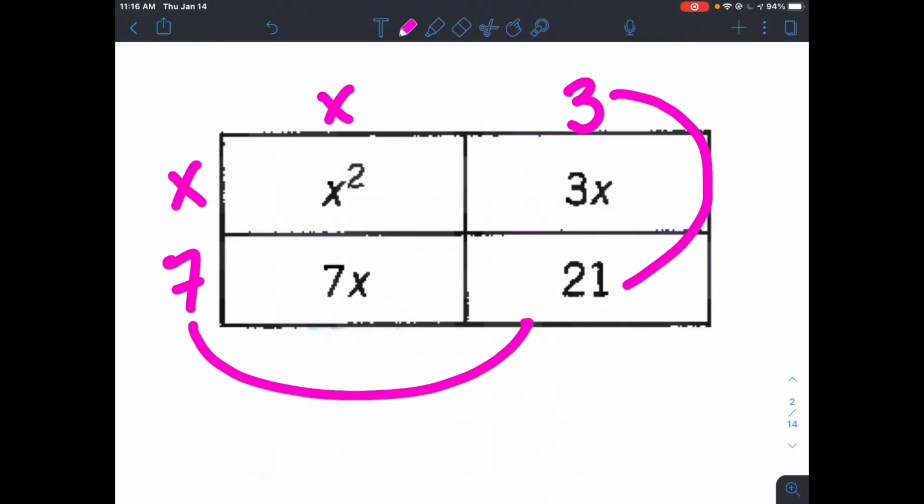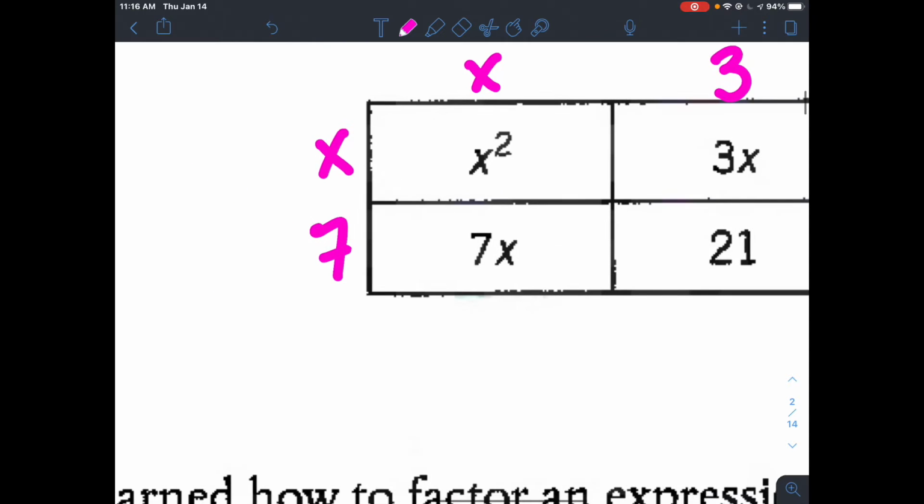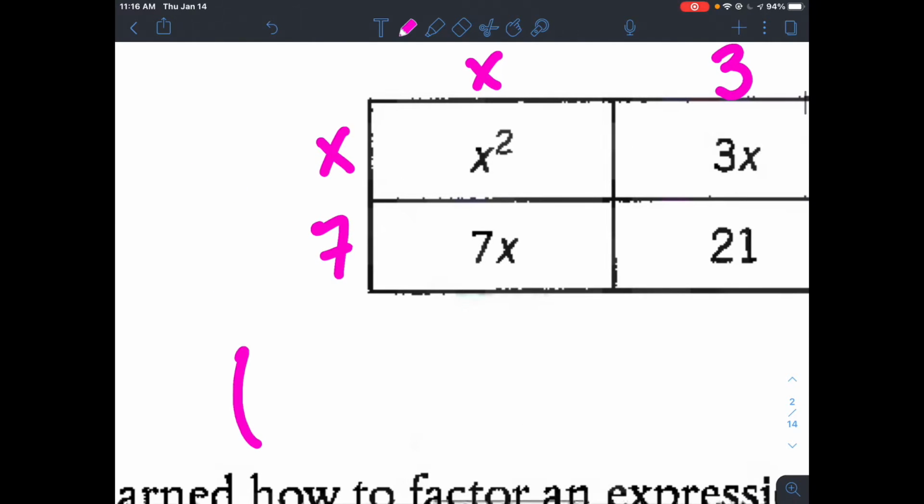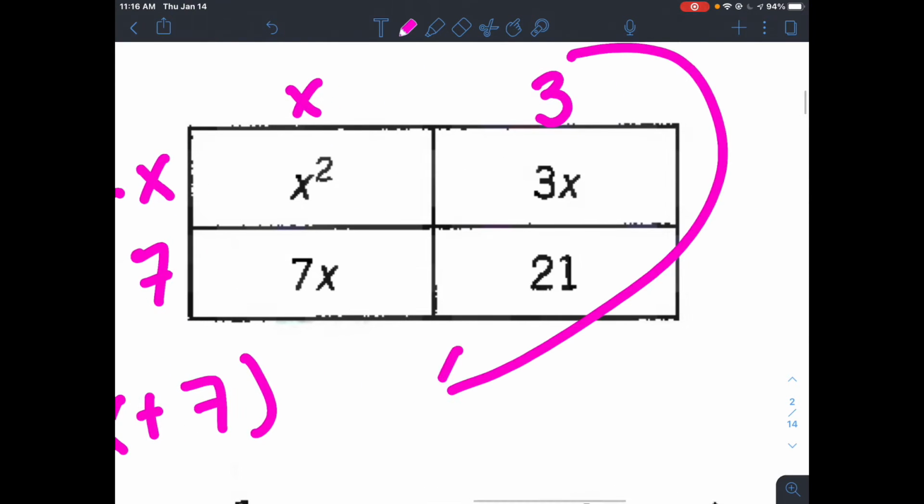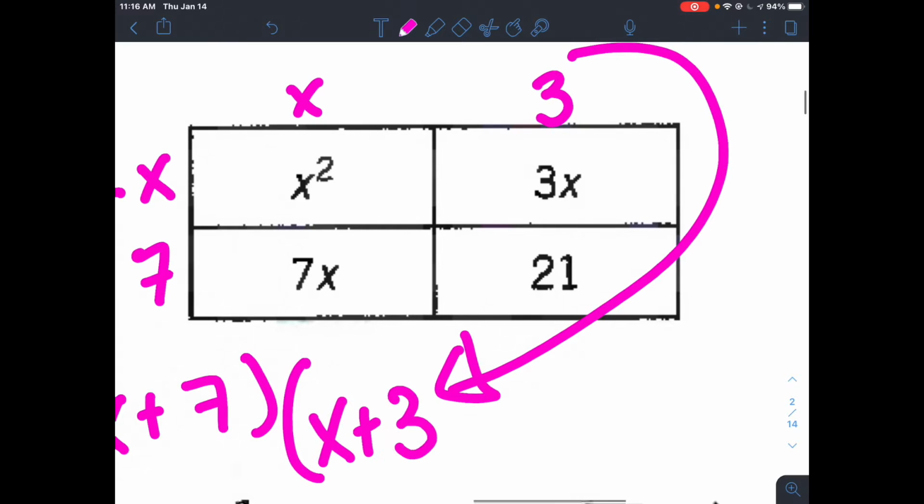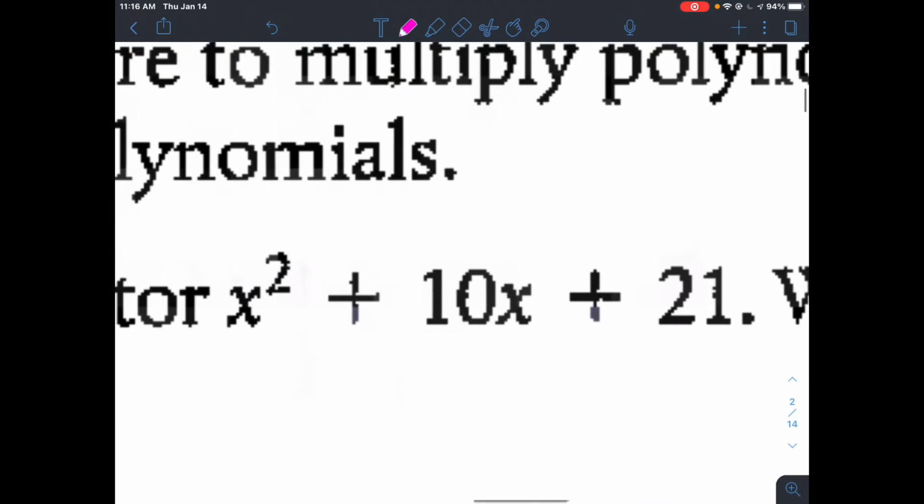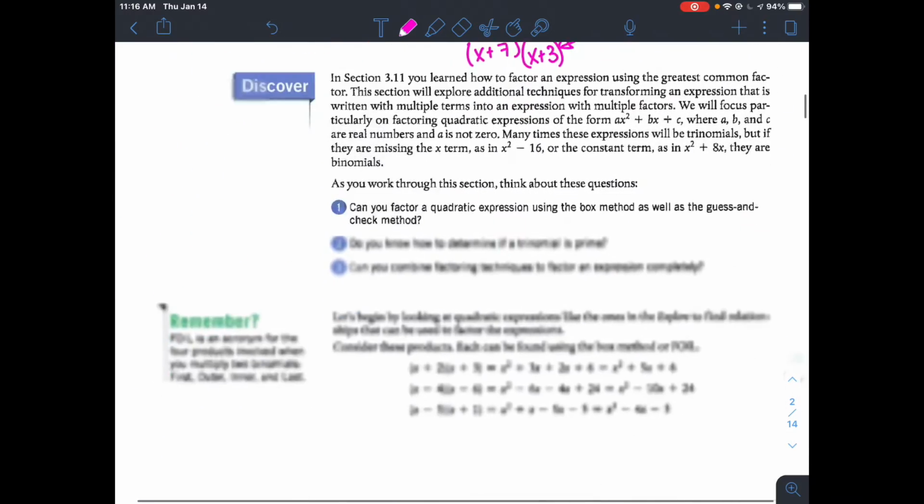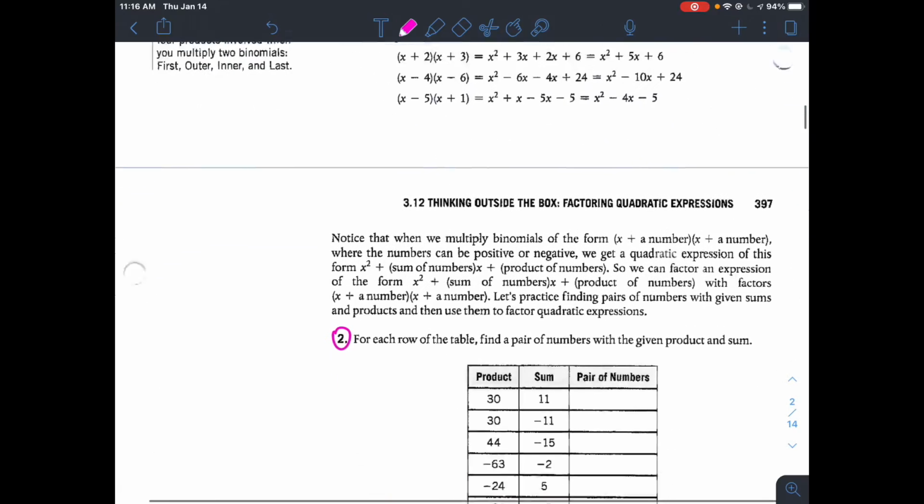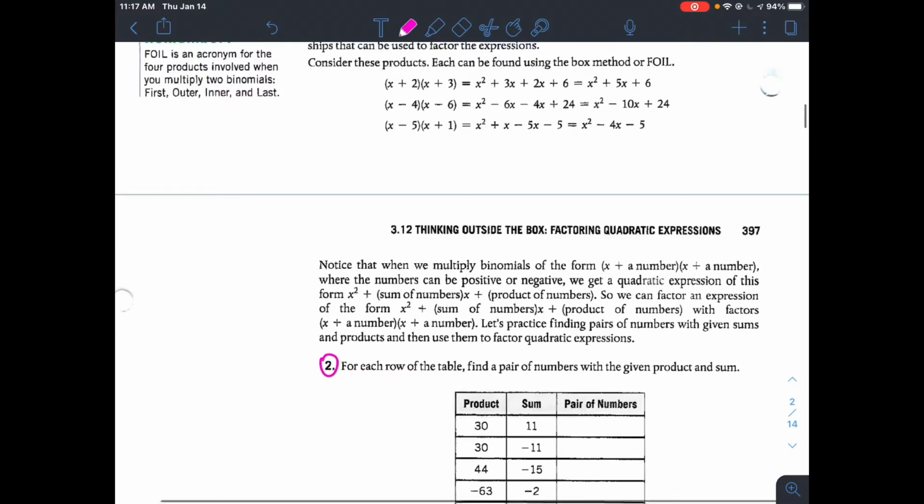And if those two numbers that you were left with didn't work out, then you have some problem that you need to fix before moving on. And then from here, our answer, we're not totally done, is going to be x plus 7, which is this from right here, and times x plus 3. Like that. That would be our answer. So we just factored this. Okay. Let's move on, and I'll show you another method coming up.